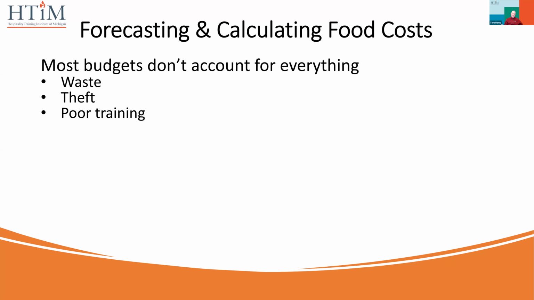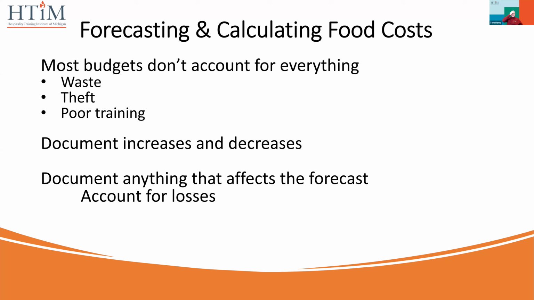So if we forecast or budget something and we're over budget or under budget, whether it's significant or not, make sure that we document that, right? We want to document anything that affects the forecast, certainly accounting for losses. We want to understand if it was indeed just a key entry error, that someone made a mistake putting the price in, but you need to check that out, or if it was an increase somewhere that we need to take care of.